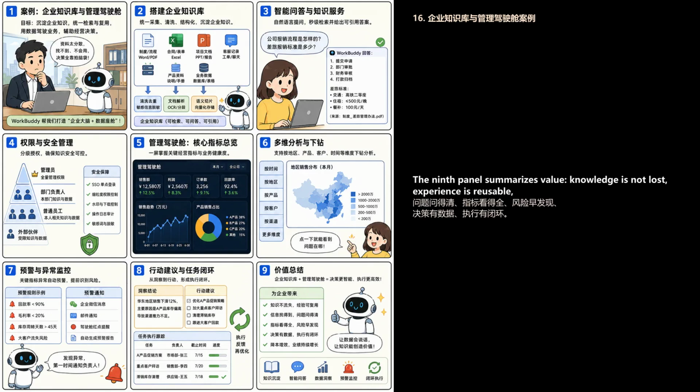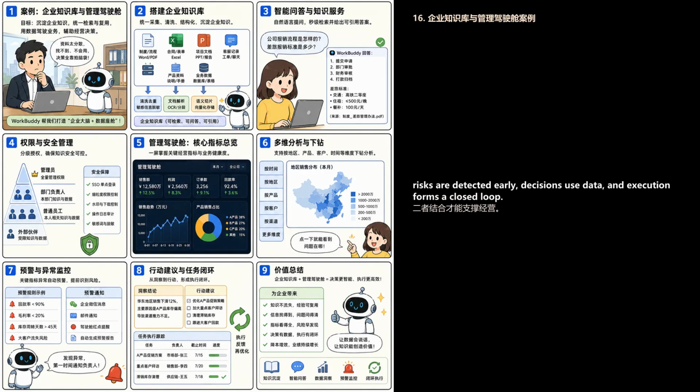The ninth panel summarizes value. Knowledge is not lost. Experience is reusable. Information can be found. Questions can be answered. Indicators are complete. Risks are detected early. Decisions use data, and execution forms a closed loop.